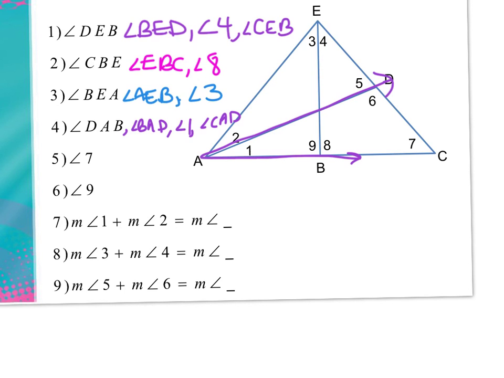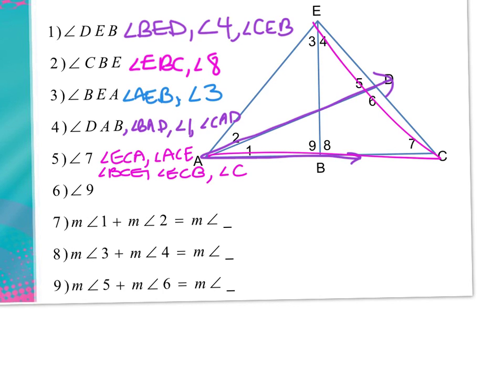Okay, just going to stick with that one. All right, so angle 7 could also be called what? Angle ECA, angle ACE, angle BCE, angle ECB, okay? Those are all the same thing, and we said that this is the one that was special because it didn't have a shared vertex. It could just be called C.